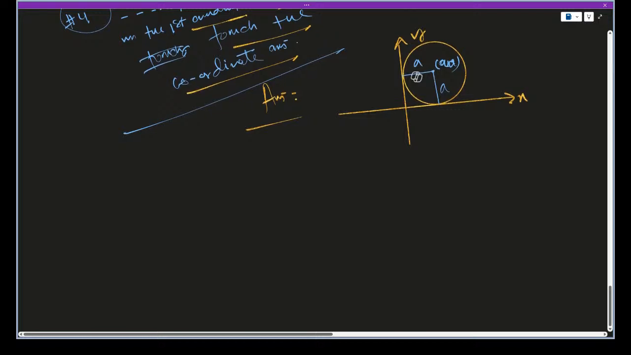So what will be the equation of the circle? The equation of the circle is (x minus a) whole square plus (y minus a) whole square equal to a square. Hope you have understood. Now we have to frame the differential equation. This is just the condition. You think how to get it.